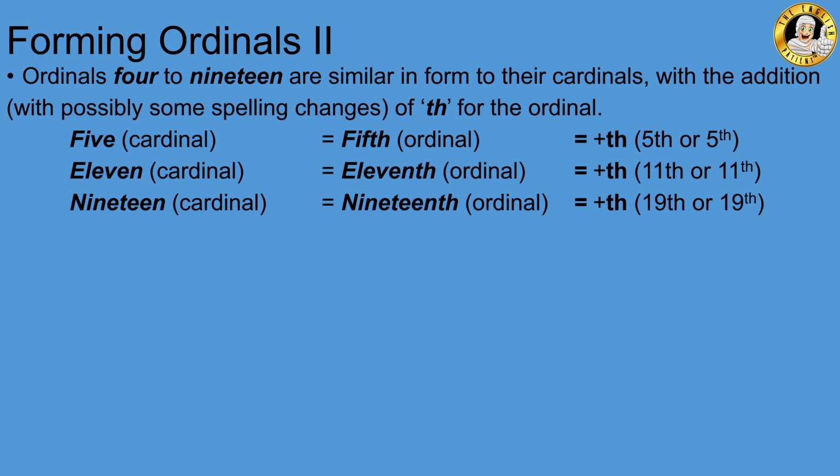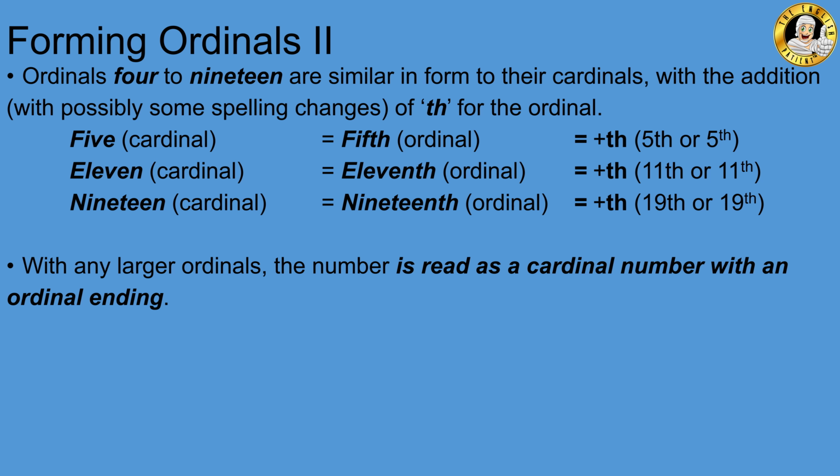Now, ordinals 4 to 19 are similar in form to their cardinals, with the addition of TH for the ordinal, and possibly some spelling changes. So these are going to take TH now. 5 is the cardinal number. Notice that, as with spelling conventions, V often changes to F in some cases when it's being changed. So 5 becomes fifth as an ordinal, with a TH ending. 11 becomes 11th, just add TH on the end. 19 becomes 19th.